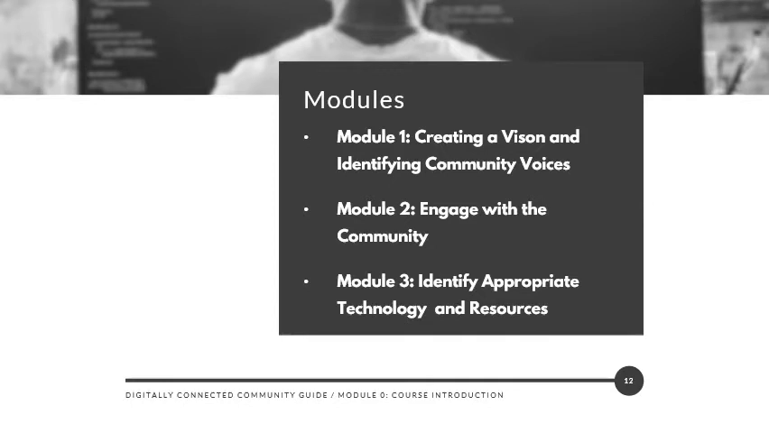Following this introduction, Module 0, the guide starts in Module 1 by helping your community stakeholder team refine its vision of what it means to be digitally connected and identifying critical community voices that need to be part of the process of transforming the community. These likely will include representatives from government, business, nonprofit, and civic groups, as well as interested citizens who are critical to finding and addressing the community's challenges.